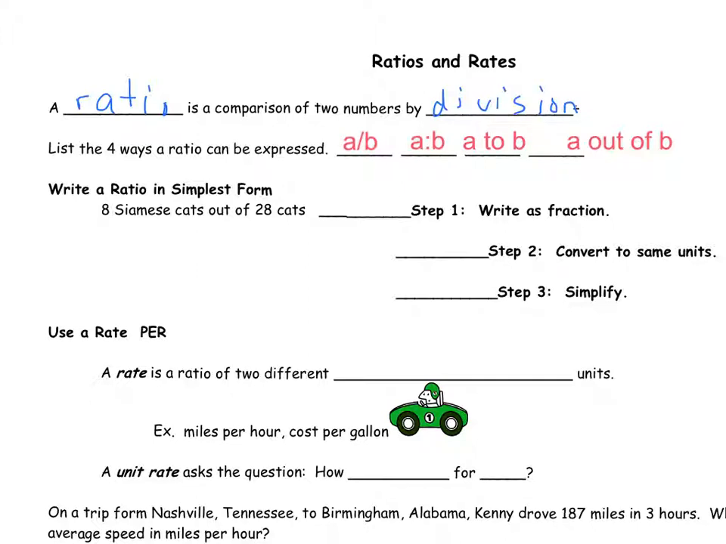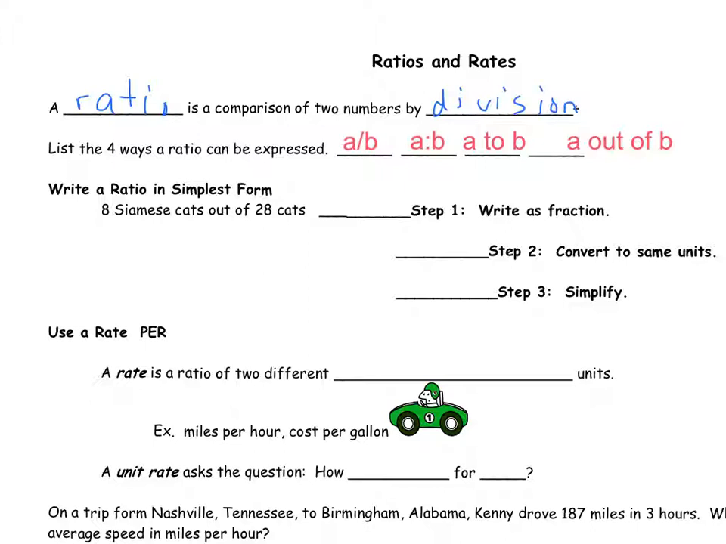The first one is the fraction, a/b or a over b. The next is the colon, a:b. The third way, you might actually see the word "to," a to b, and then the last way would be using the words "a out of b." And so today we're going to write ratios and just practice simplifying them.